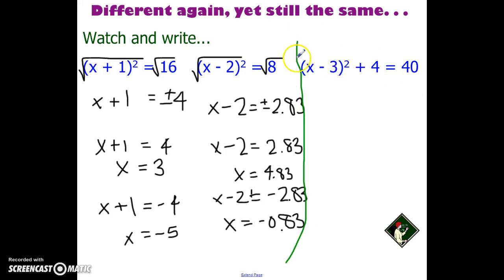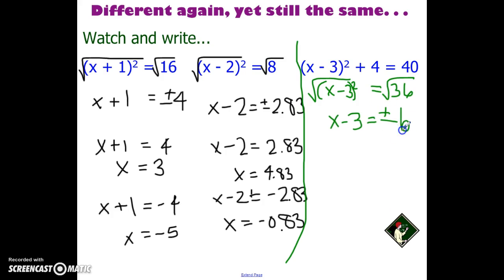Okay. This one, I need to isolate this part first. So all you're going to do is subtract 4 from both sides. So you have x minus 3 squared equals 36. And then same process. Square root of each. x minus 3 equals positive or negative 6. So I could have x minus 3 equals positive 6, in which case x would equal 9. Or x minus 3 equals negative 6, in which case x would equal negative 3.